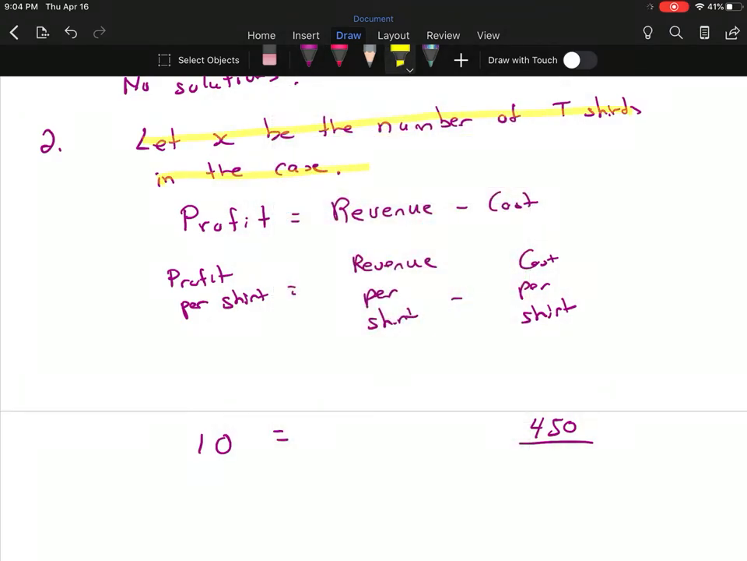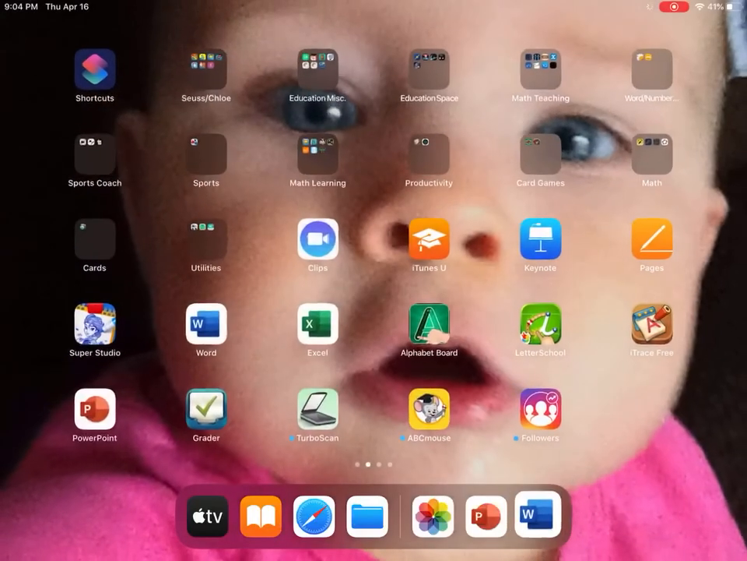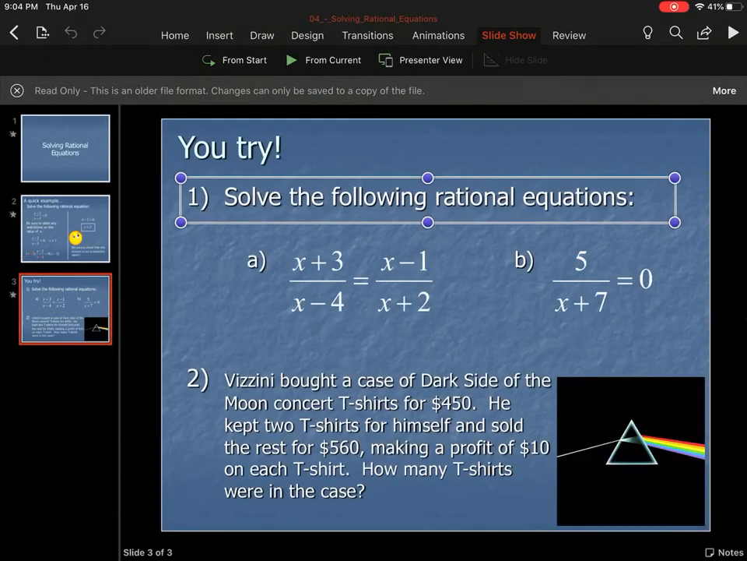And I tried to be clever there, phrasing that just like the statement we made up here. It was X t-shirts he bought. So the cost per shirt is $450 divided by the number of t-shirts he bought, which we don't know.